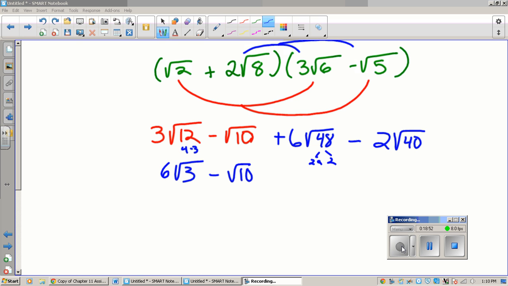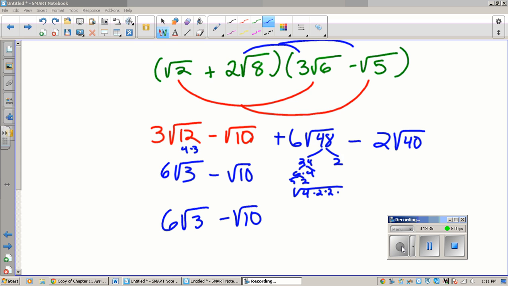48 is 24 times 2, which is 6 times 4. You know what? I'm going to write that a different way. 24 times 2, 6 times 4. And I know that's 3 times 2. So I've got 6 radical 3 minus radical 10. That is going to be the square root of 4 times 2 times 2 times 3. 4 is a perfect square. Square root of 4 is 2. That's 4 also, so 2 times 2 is 4. 4 radical 3. So that's positive 4 radical 3.